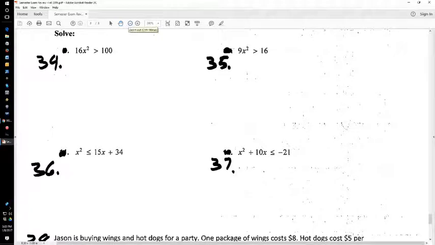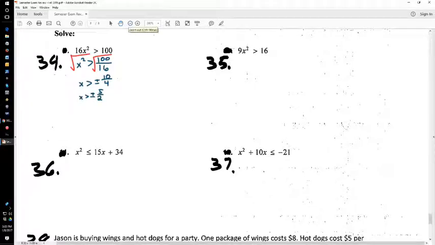So 16x squared is greater than 100. I'm going to divide by 16. So I get x squared is greater than 100 over 16, which I know reduces, but we'll leave it alone. If I take the square root of both sides, I get x is greater than plus or minus the square root of 100, which is 10, over the square root of 16, which is 4. So plus or minus 10/4, which now I'm going to reduce. x is greater than positive or negative 5 halves.